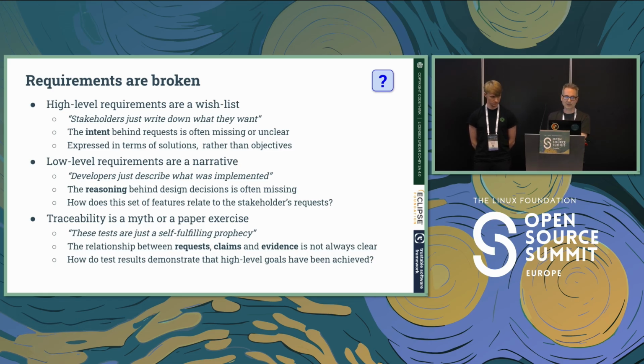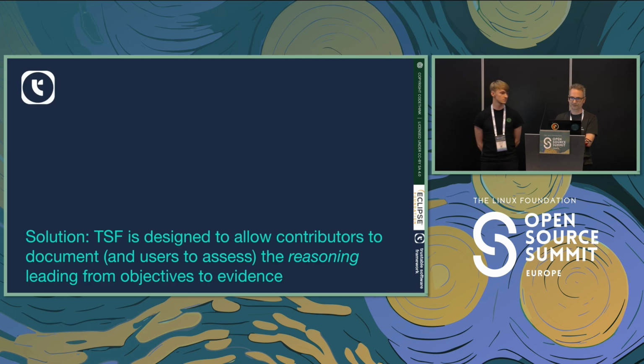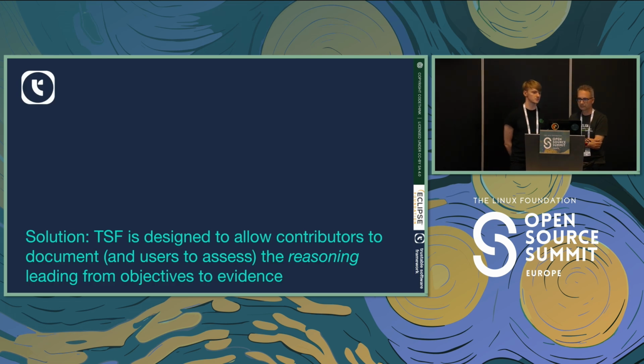And that can mean that the traceability is either a myth or just a paper exercise, which is demonstrated when you have tests that end up just being a self-fulfilling prophecy. They demonstrate what happens without demonstrating why that's important. As a solution over here, the Trustable Software Framework is designed to allow contributors to document and also users to assess the reasoning leading from the high-level objectives to the evidence that you have tracked.